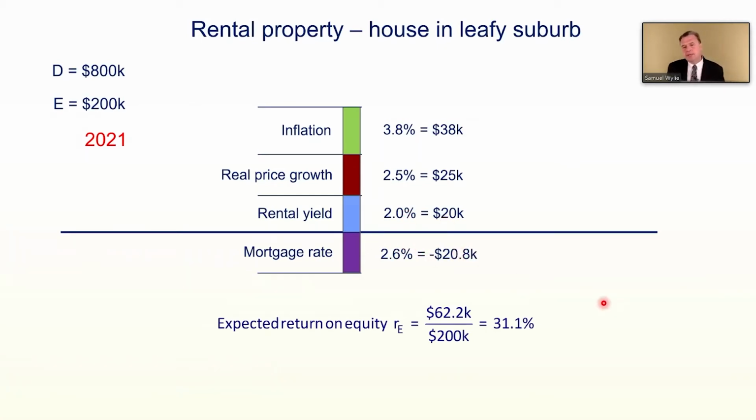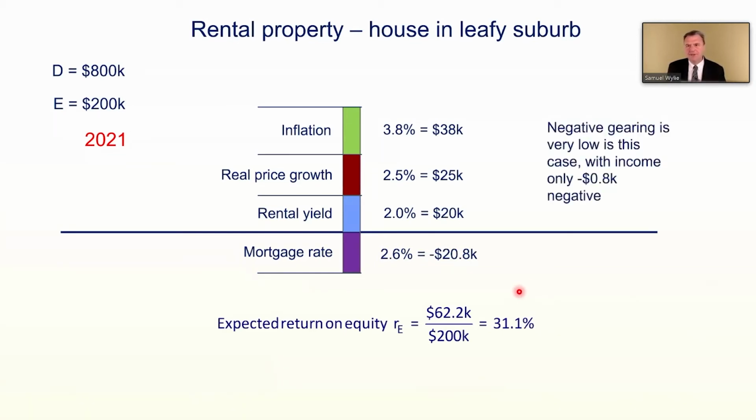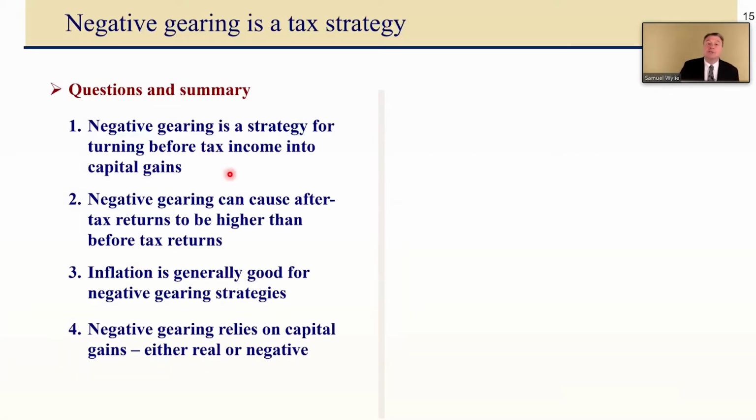Now that has an implication, which I'm going to come to in just a moment, to do with tax. But first of all, let's just note it and then go on. If you have a negatively geared property, you would know exactly that it's not really working for you in that sort of tax sense at the moment. In any case, negative gearing is a strategy for turning tax income into capital gains. Where we're going now is that negative gearing can cause after-tax returns to be higher than before-tax returns.